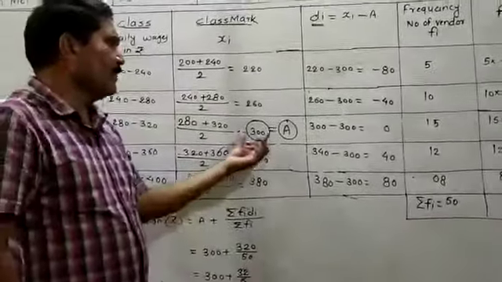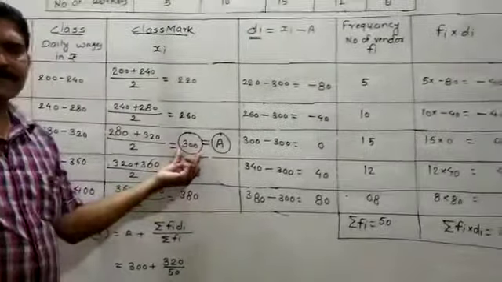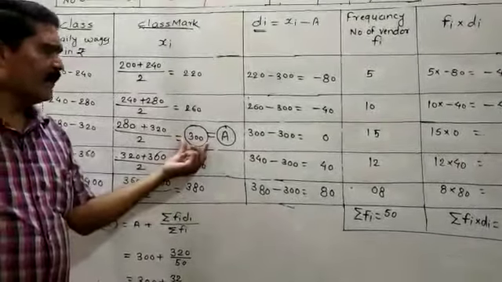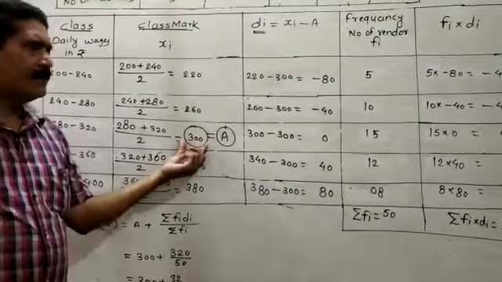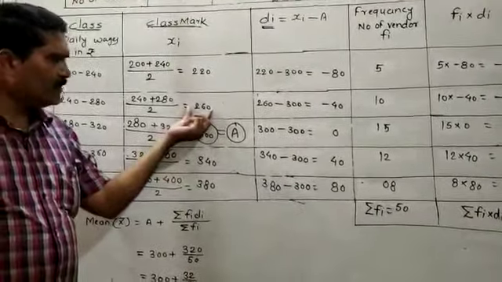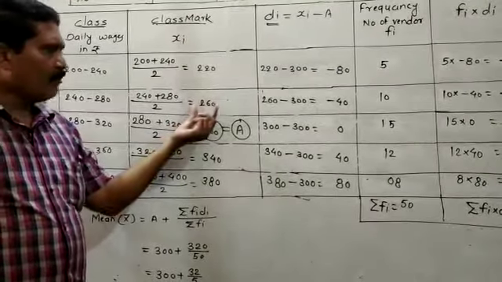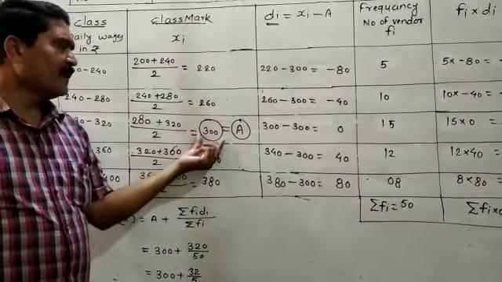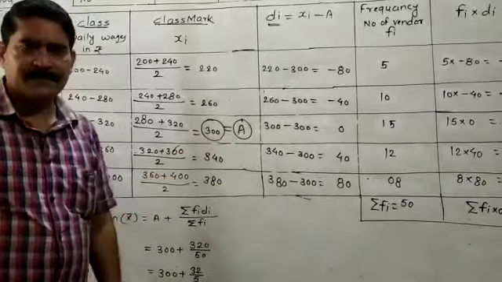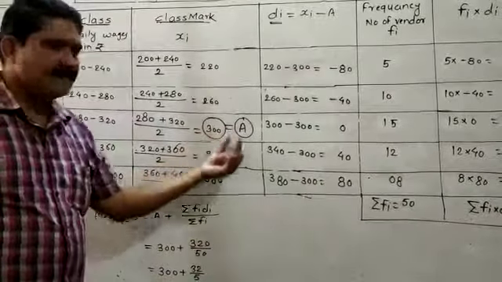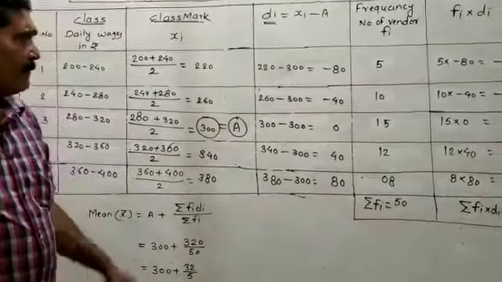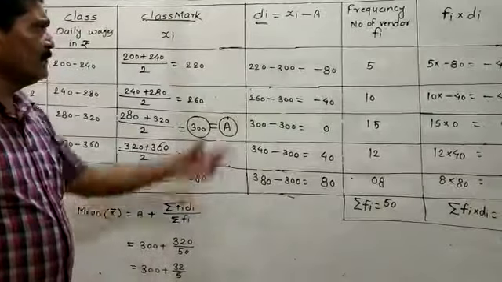It is not a rule that you must assume the middle class mark as A. If you assume 260, then also no problem, our answer will come correct. But for easy calculation, you assume the middle class mark as A. I assume 300 as A. And which is the next column? We have to find out di.